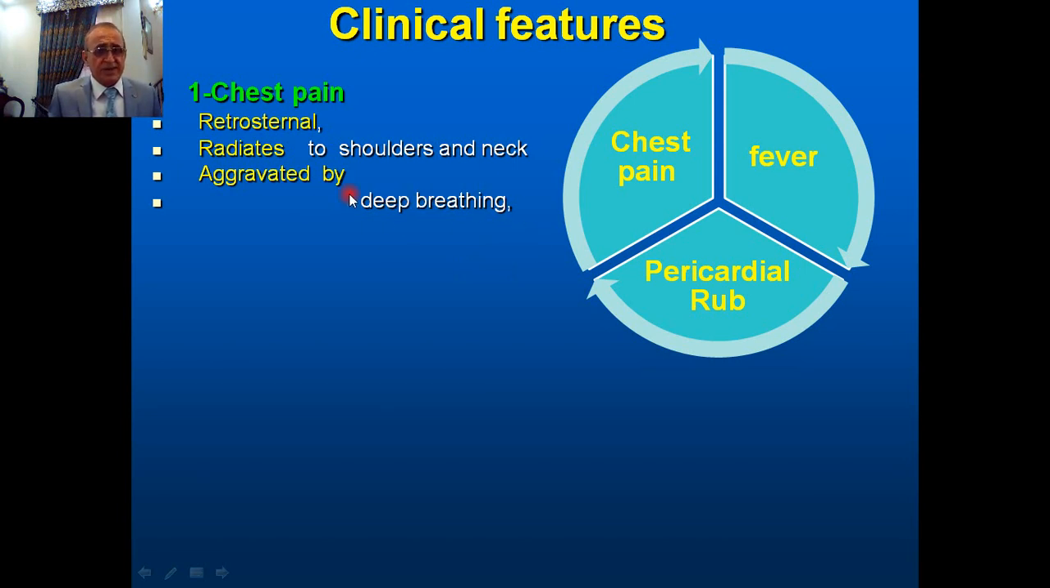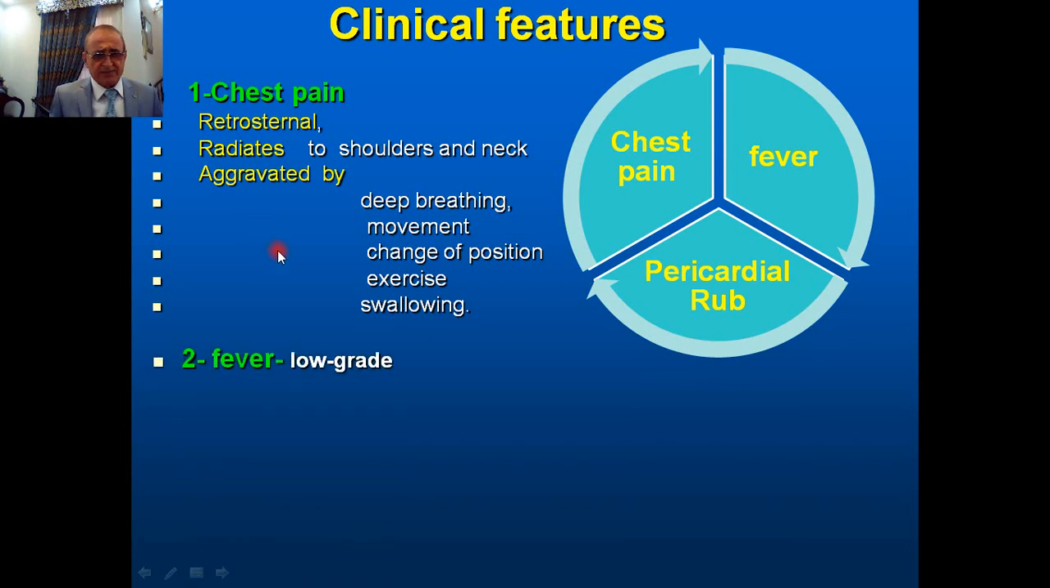Any patient with chest pain, ask whether the pain is aggravated by deep breathing. If so, then this is a pleural or pericardial pain. And also it's aggravated by movement. The other factor, change in position, for example, from sitting to standing position. Exercise can increase the pain. This is a confusing point. And swallowing also increases the pain. So this is the importance of asking about aggravating factors so that we can differentiate the pain of myocardial infarction or ischemic chest pain from the pain of pericarditis.